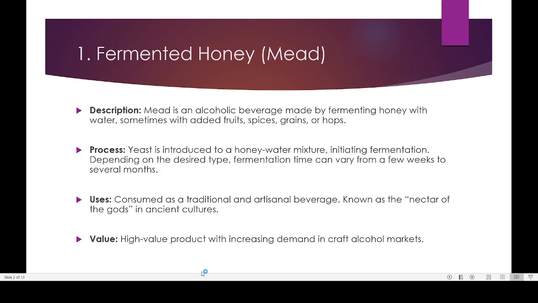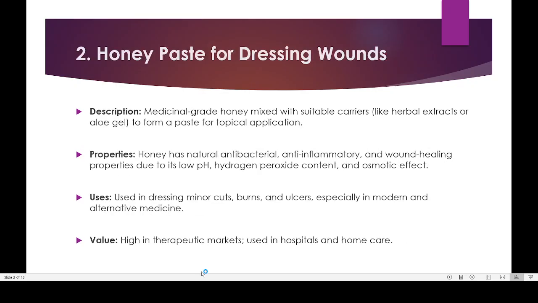Now we go to the second type, honey paste for dressing wounds. Here medicinal grade honey is mixed with suitable carriers like herbal extract or aloe gel. Aloe vera gel is known as aloe gel, and that forms a paste, a topical. Topical means just like an ointment we apply on the surface. Everybody has an idea that in healing wounds, honey is an important type of medicine.